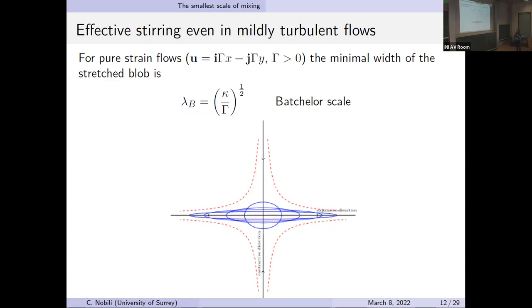Charlie was telling me, look, effective stirring can happen also in mildly turbulent flow. You don't have to have turbulence to have effective mixing. And he gave me this example. Take a pure strain flow, and you take a blob that gets stretched. The blob at the origin, due to the action of this pure strain flow, gets stretched on the x-axis. And then you can write down the Batchelor scale, as the physicist would write it: lambda_B is kappa divided by gamma to the 1/2. Gamma is in the definition of the pure strain flow. So this is quantifying the Batchelor scale.